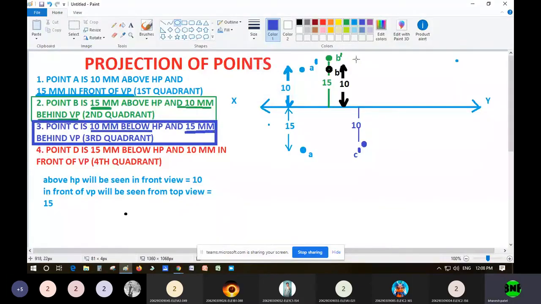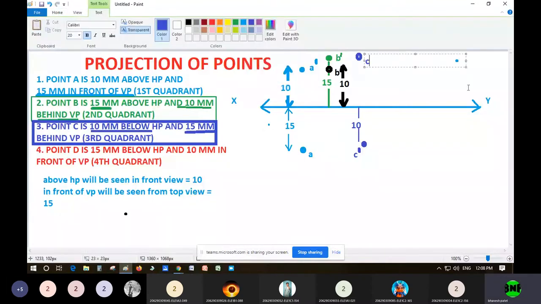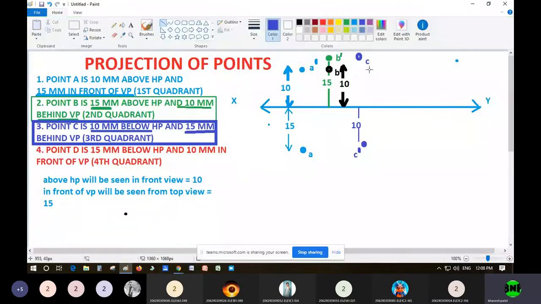Okay. So this point will be C dash. No, this will be C. I'm sorry. C dash has already come because this distance we can see from the top view. Above and below distance will be seen from the front view, and in front of and behind distance can be seen from the top view, remember.